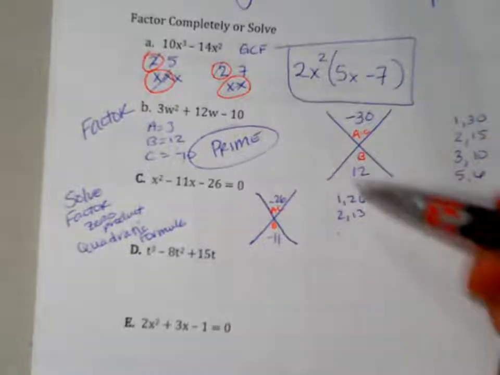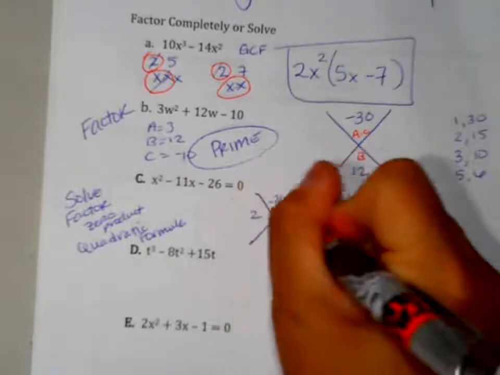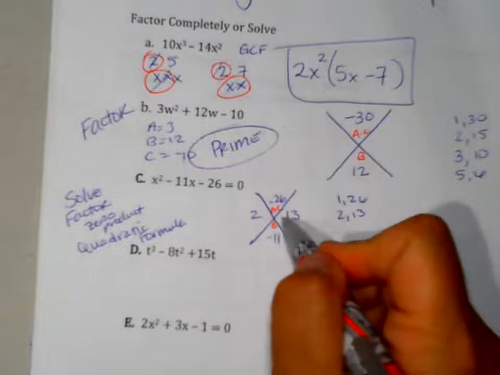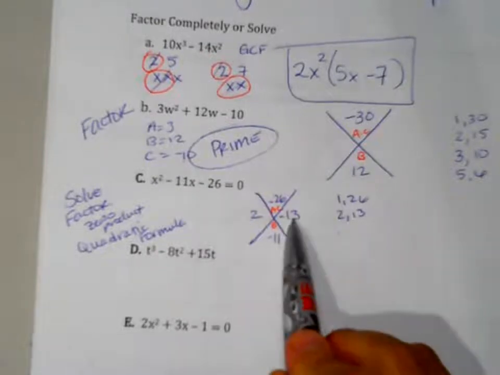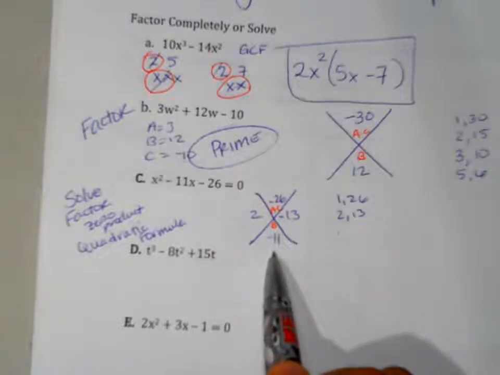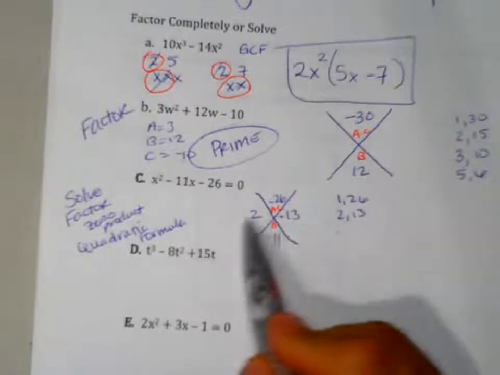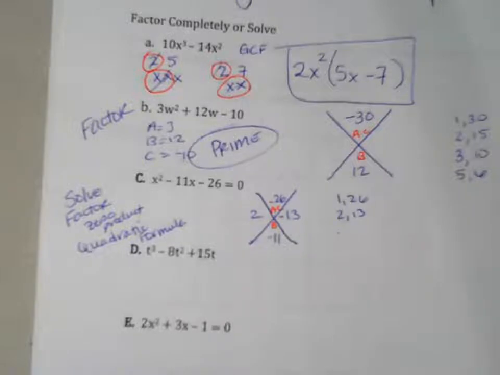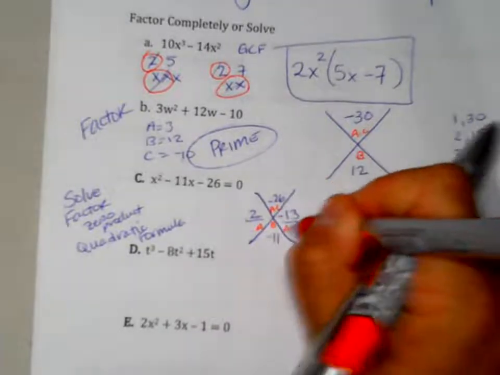That's pretty much it, but 2 and 13 are going to work. And I'm going to make that a negative 13, because 2 times negative 13 is negative 26. 2 plus negative 13 is negative 11. And when I've got that, I'm going to drop my a term. So remember, you always divide out by whatever your a term is. And in this case, it's 1.